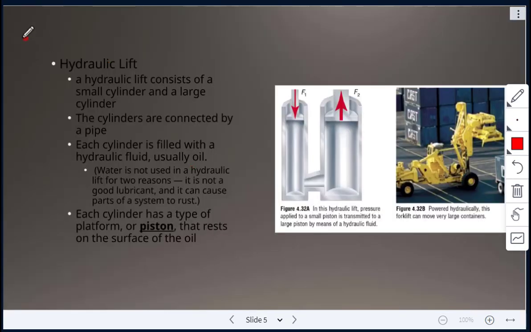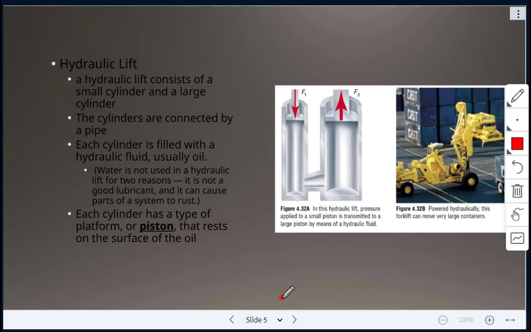All right, so a hydraulic lift consists of a small cylinder and a large cylinder, and they're connected together by a pipe. And usually each cylinder is filled with a hydraulic fluid. It's usually oil. Water is generally not used in a hydraulic lift, usually because it's not a very good lubricant and it can cause parts of a system to rust. So it's usually an oil that is used.